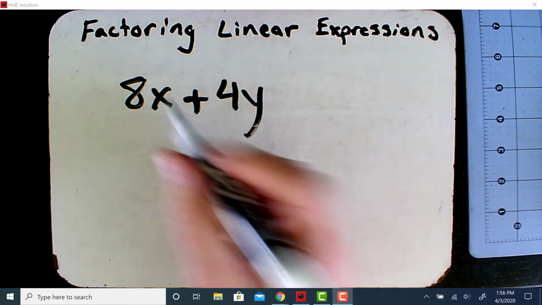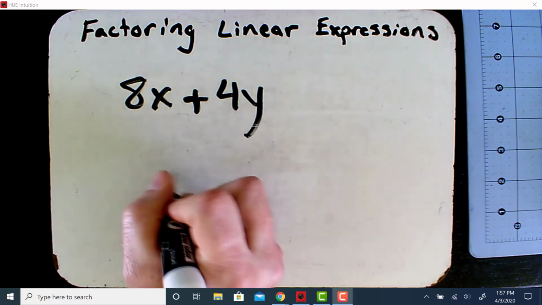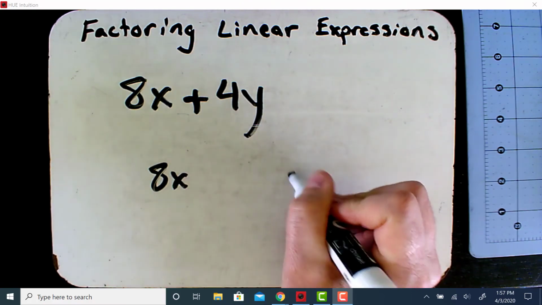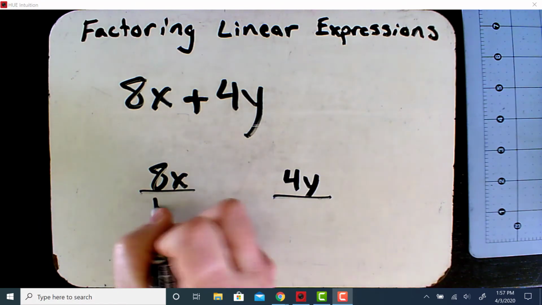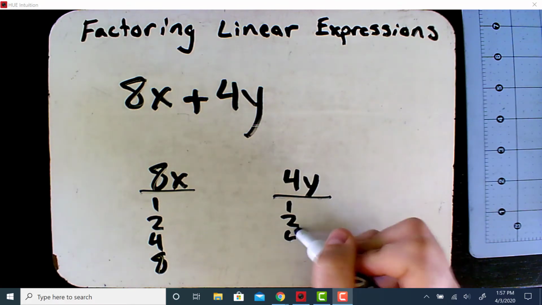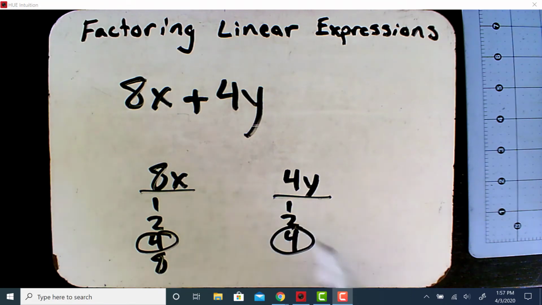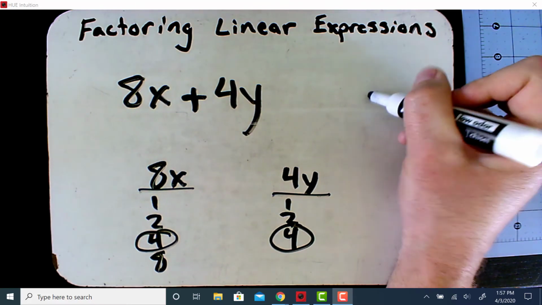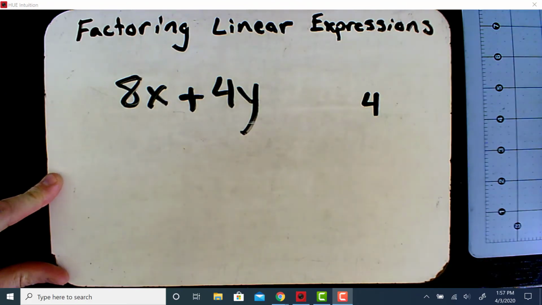So what we're going to do is treat these two pieces like they are monomials. So we've got the monomial 8x and we've got the monomial 4y. And I'm going to factor them. So I've got 1, 2, 4, and 8, and 1, 2, and 4. So the greatest factor that they have in common is 4. Now notice that their variables don't match, so the factor that they have in common is 4. So I'm going to write this up off to the side so we remember it and erase my work.